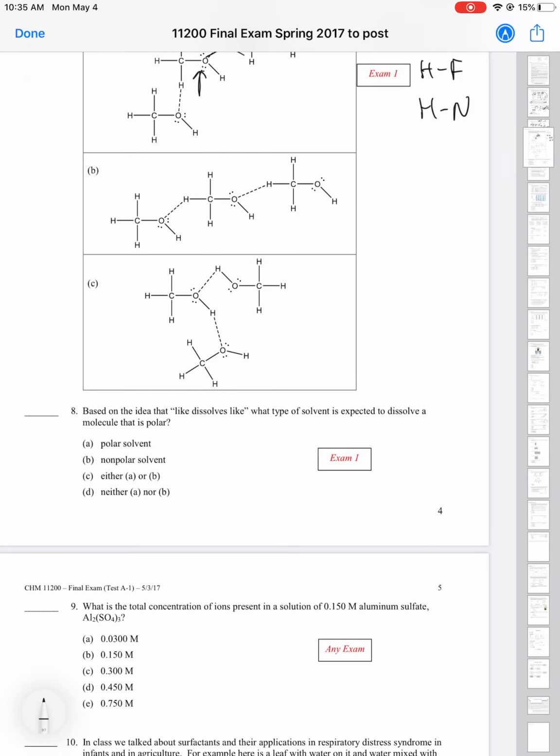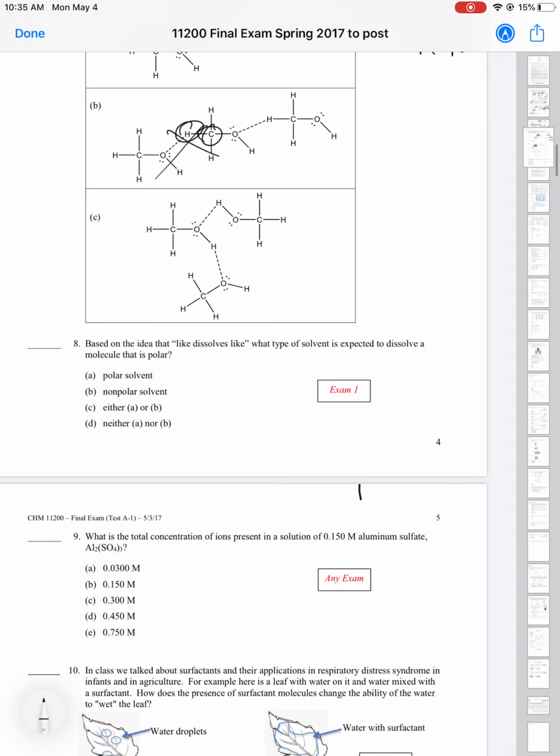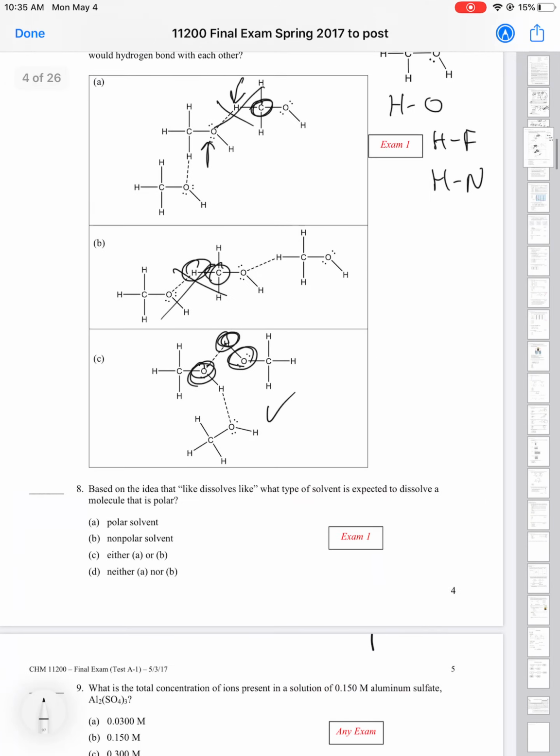Now here we have the same thing happening again, right? The hydrogen is attached to a carbon, so that's not going to work either. Which leaves us with C, and we see our hydrogens and our oxygens are attached, and the hydrogen that's forming the hydrogen bond is attached to an oxygen in both cases. So that works. So our answer is C.